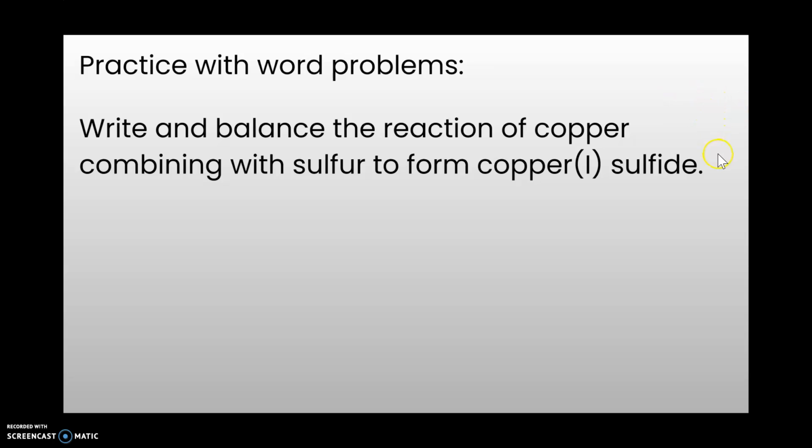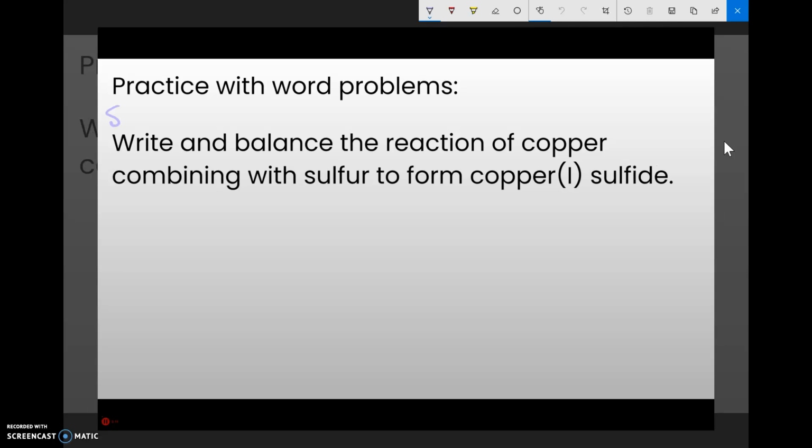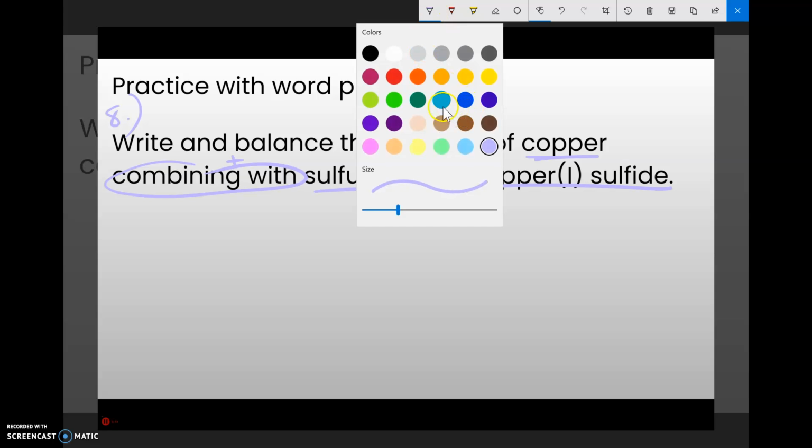Okay, let's go ahead and do number 8 now. So here we are on number 8. Okay, so this one we have copper. Combining with means a plus sign. Combining with sulfur, to form means arrow, and then we have our product, which is copper, Roman numeral 1 sulfide. So let's go ahead and write this out.